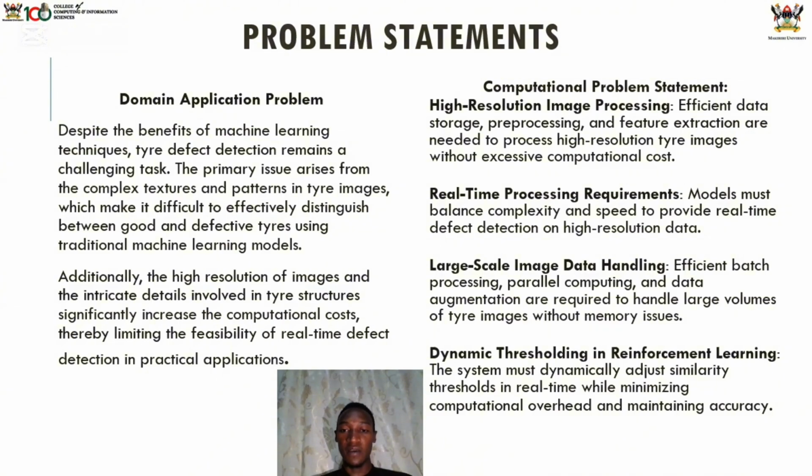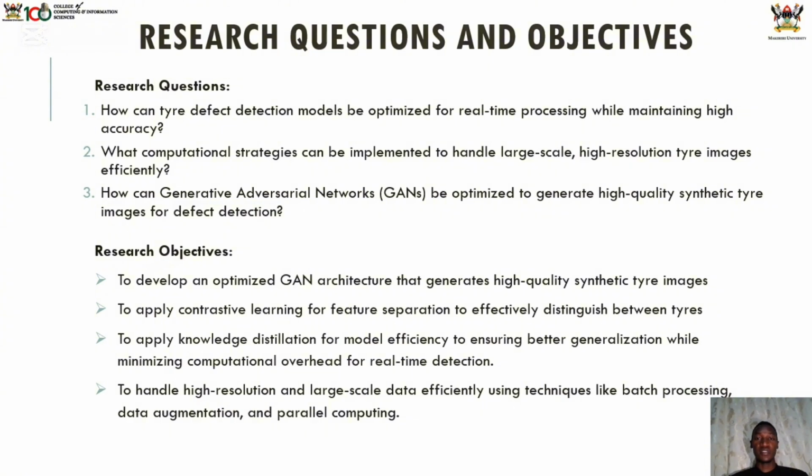So in this case, in case you set the threshold to maybe say 10 images and it's able to capture about 15, can it be able to compute those 15 within the research questions and objectives? For example, we are having questions like how can we optimize real-time processing while maintaining the accuracy, what computational strategies can be implemented to handle large-scale data sets and high resolution images, and how can generative adversarial networks, GANs, be used to produce high-quality images?